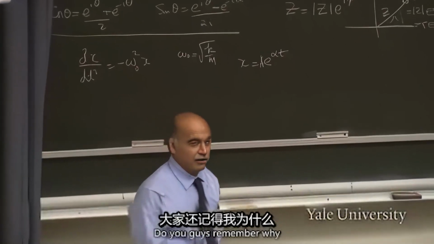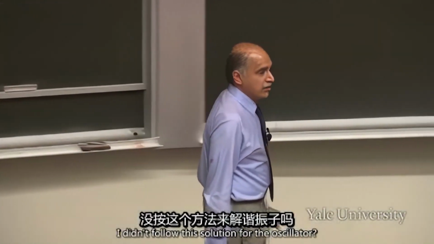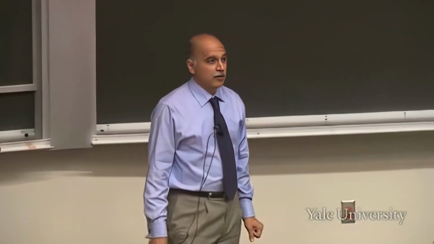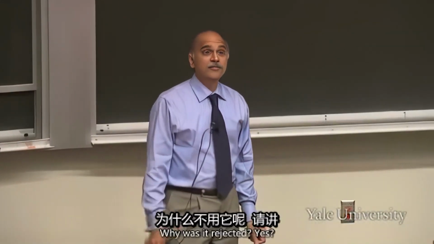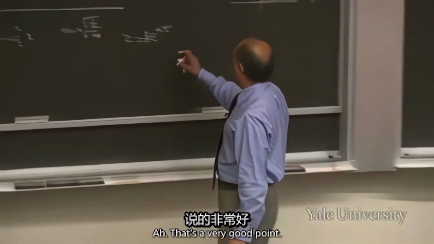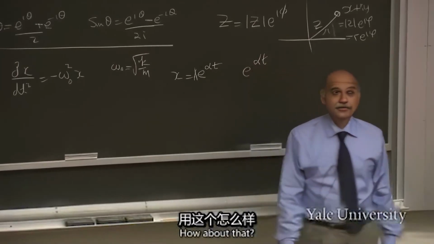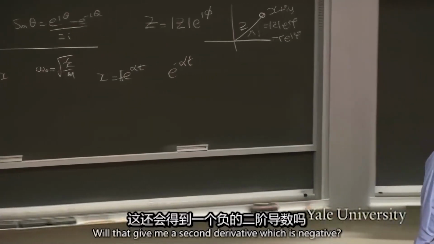Do you guys remember why I didn't follow this solution for the oscillator? Why was it rejected? Yes? That's a very good point. So maybe I will take e to the minus alpha t. How about that? Will that give me a second derivative which is negative?